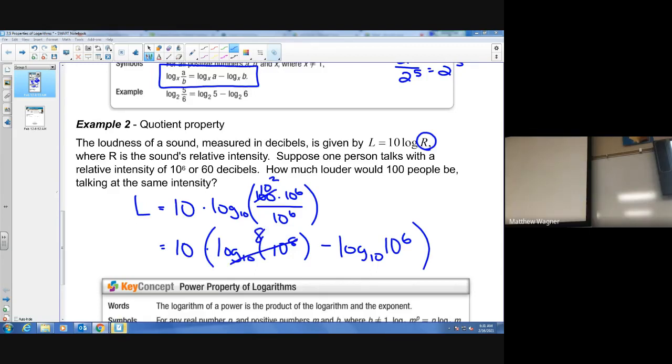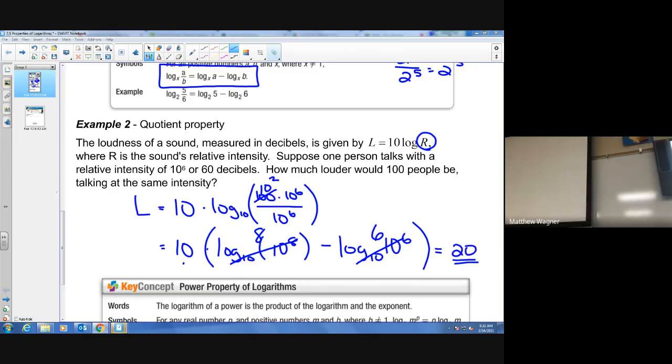Log base 10 of 10 to the 6th, 10 to what power is 10 to the 6th? Again, pretty straightforward. It's 6. So what's 8 minus 6? 2. 2 times the original 10 on the front is 20. All right. So kind of counterintuitive. If we have one person talking at 60 decibels, we have 100 people talking at the same volume, it's only 20 times louder. It's not 100 times louder. It's kind of an interesting fact there.